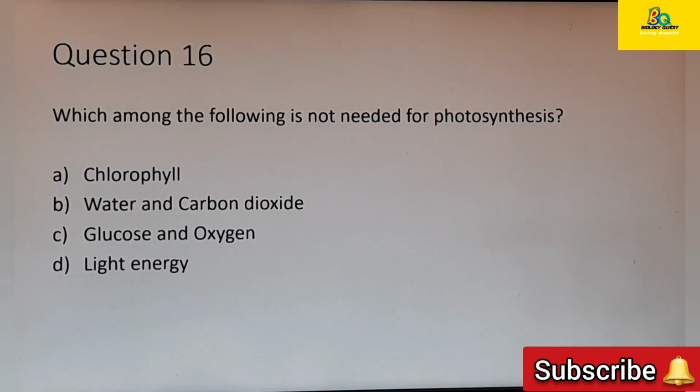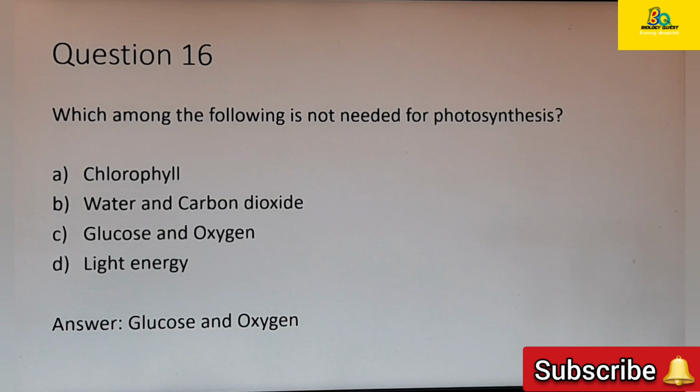What are the raw materials for photosynthesis? Just look at the options once again. Chlorophyll, water and carbon dioxide, glucose and oxygen, light energy. Did you get the answer? The correct answer is option C, glucose and oxygen. Glucose and oxygen are the products of photosynthesis. So, they are not needed for photosynthesis. They are actually the products of photosynthesis.